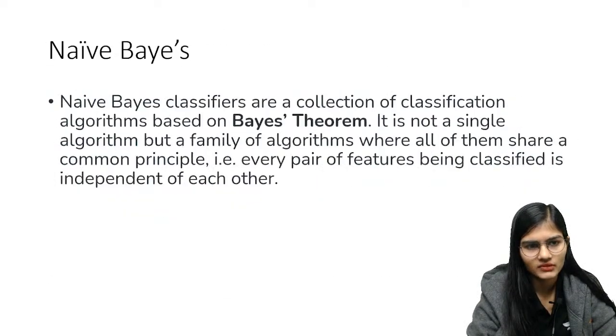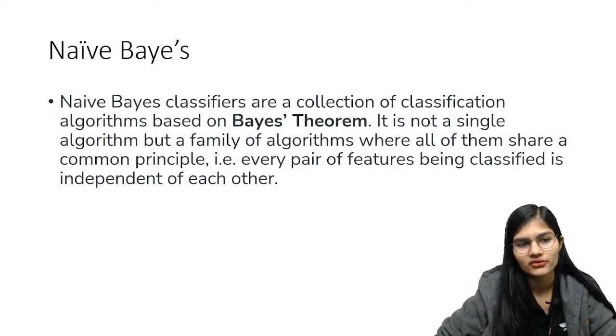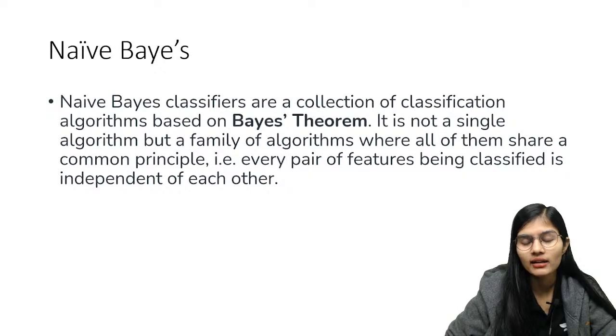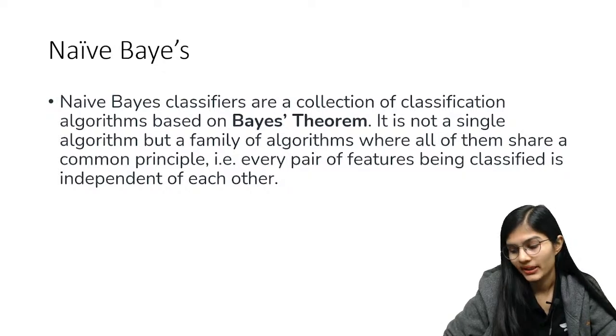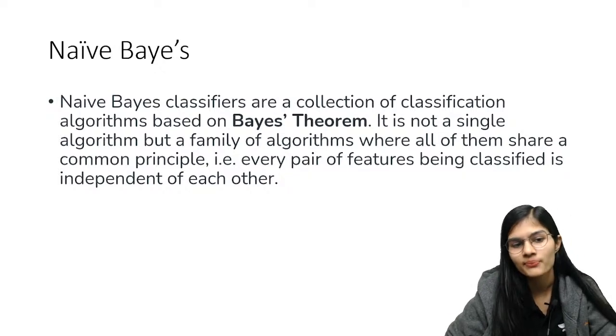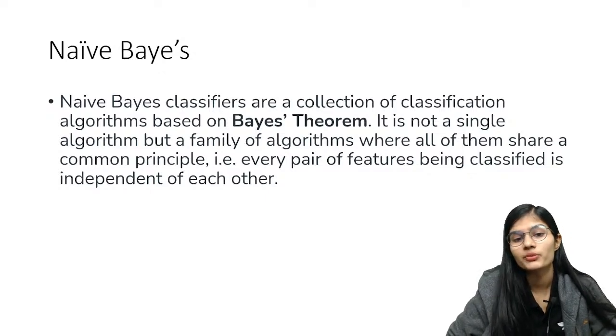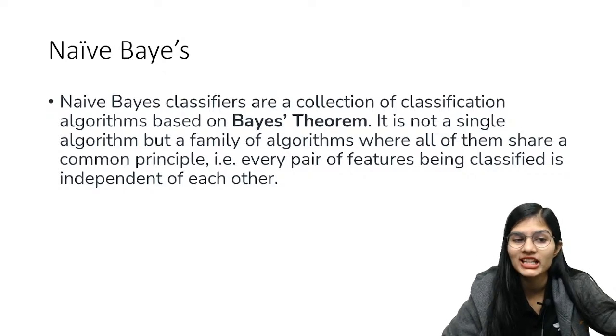Then we directly went on to the naive Bayes algorithm. We learned that it is a collection of classification algorithms based on the Bayes theorem, if you have studied Bayes theorem previously. It is actually not a single algorithm, but a family of algorithms which have a common principle: every pair of features is independent of each other. This is the common factor which all of the algorithms under the naive Bayes classifiers share.